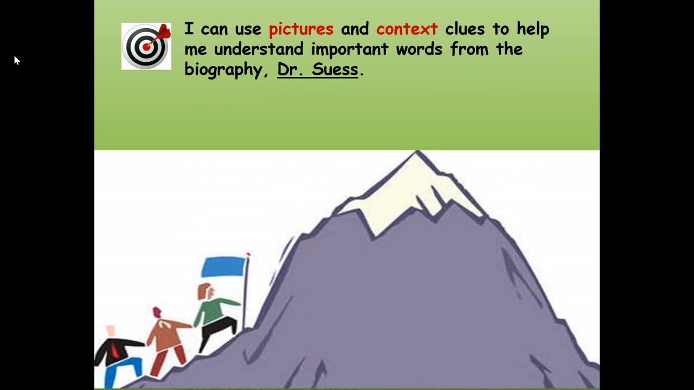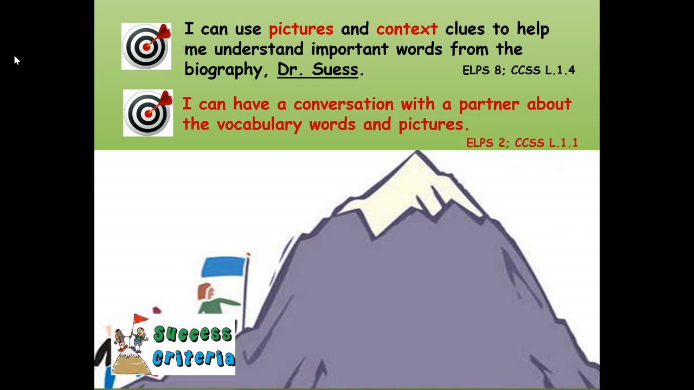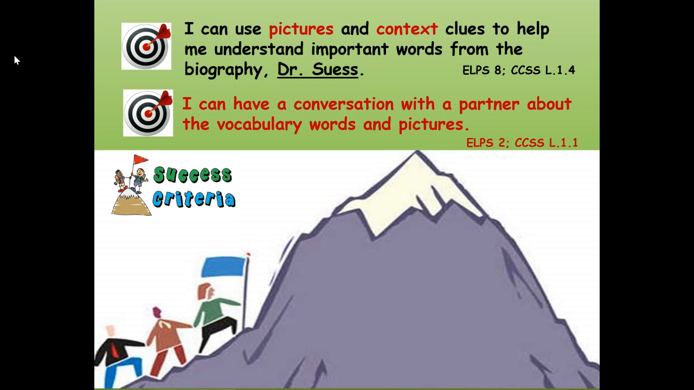So here is our learning target. I can use pictures and context clues to help me understand important words from the biography, Dr. Seuss. Here's our other learning target. I can have a conversation with a partner about the vocabulary words and pictures. Success criteria. That means how will you know you're successful at using pictures and context clues to understand important words from Dr. Seuss?